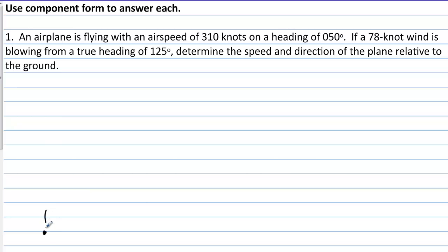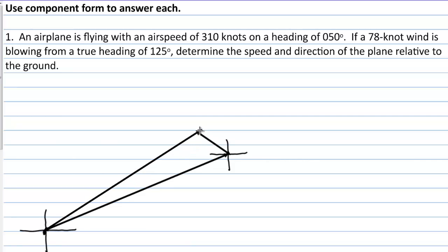So let's start this down the bottom left, just like we did yesterday. And we're going to draw a vector representing the plane at roughly 50 degrees from north. So let's say about right there. And then we draw another XY axis. And we want to draw a 78 knot wind that is blowing from a true heading of 125 degrees. So 125 would be down this way. So from that would be about right there, let's say. Then we need the resulting vector, which is about right there. So let's label this as 310, and we can label this as 78.